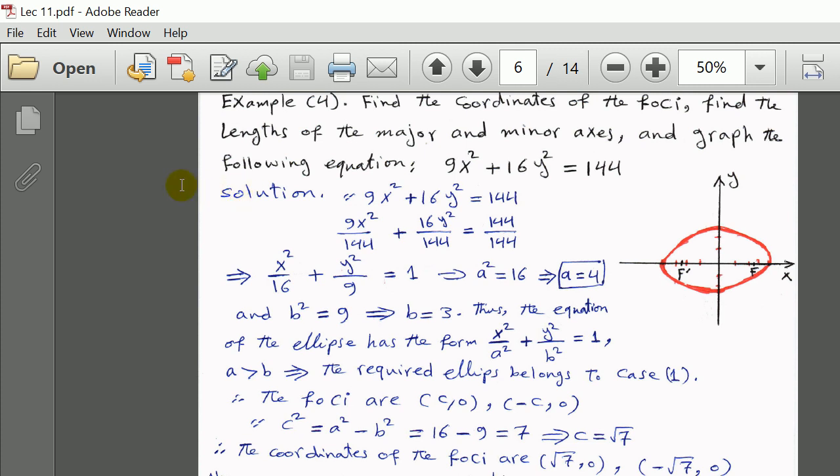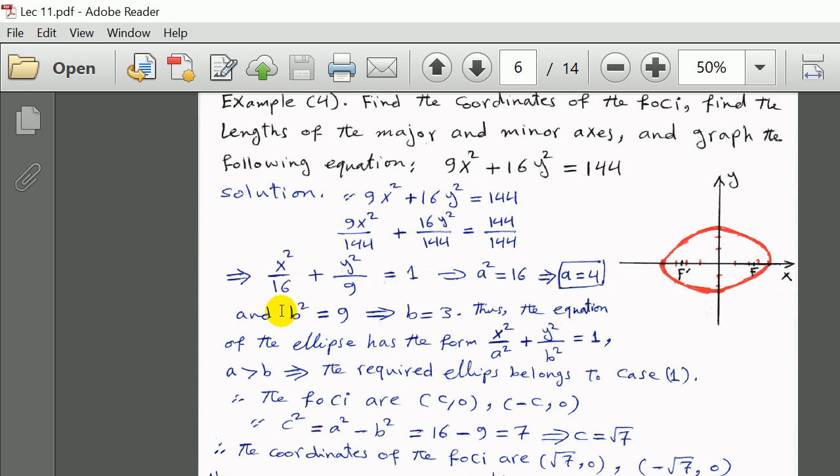We compare this equation with the equation in the first case, x squared over a squared plus y squared over b squared equals 1. So this means that a squared equals 16, and this implies that a equals 4. Also b squared equals 9, this implies that b equals 3. And from the relation c squared equals a squared minus b squared, c squared equals 16 minus 9 equals 7. So c equals root 7.